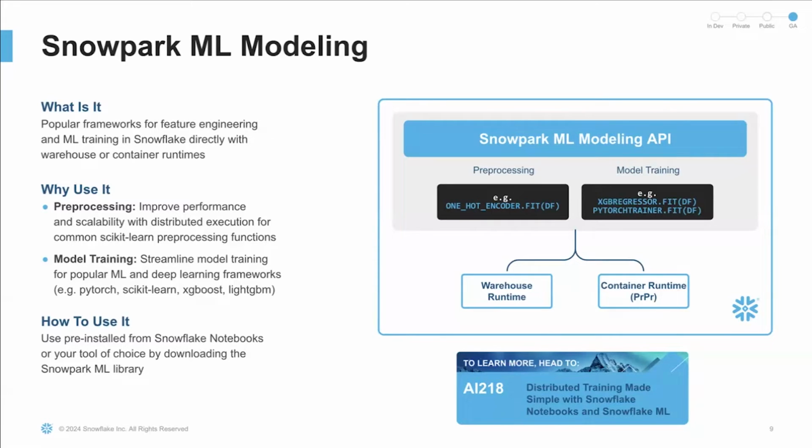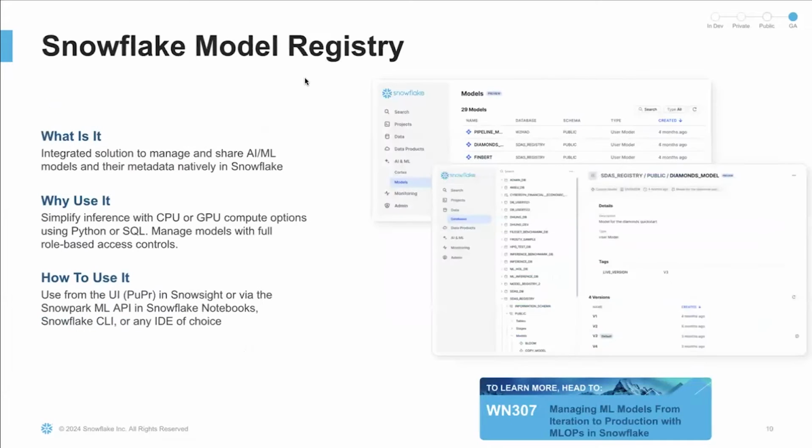How to use it? Well, today we will be using it mainly in our Snowflake notebooks, but in case you want to keep using your preferred notebooks outside of Snowflake, you can just import the library and you are ready to go. Last but not least is the model registry. This one is fairly easy probably to understand. Once we have developed the model, once we have trained the model, we want to store it somewhere. And that's what Snowflake Model Registry stands for, an integrated solution to manage and share AI/ML models and their metadata, like for example, accuracy and so on, natively in Snowflake.